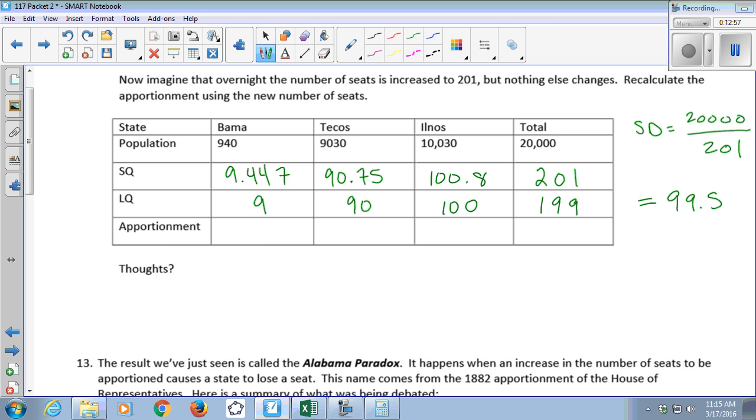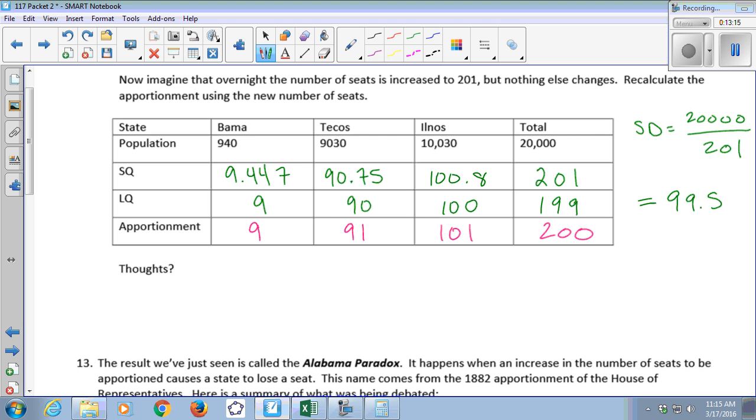I have how many extra seats to give out now? 2. Okay, who gets them? Texas and Illinois have the largest decimal pieces. So Illinois gets 101, Texas gets 91, and Bama gets 9.